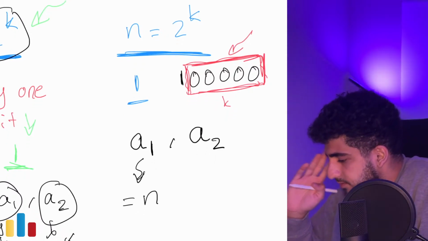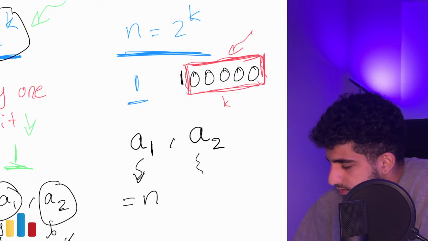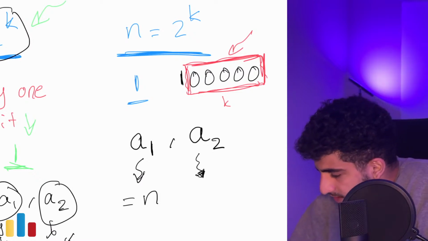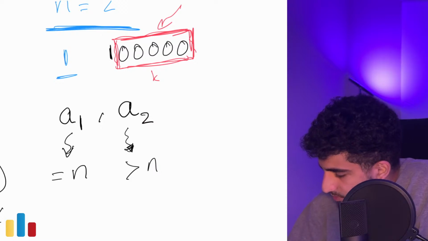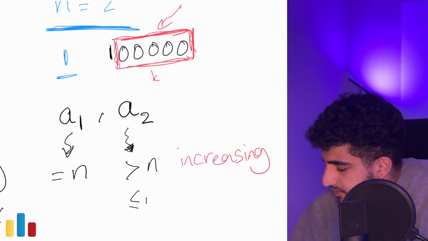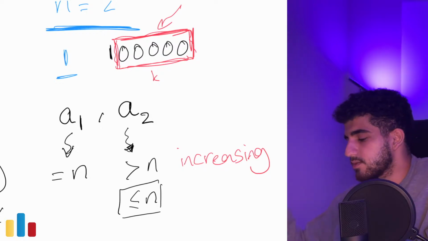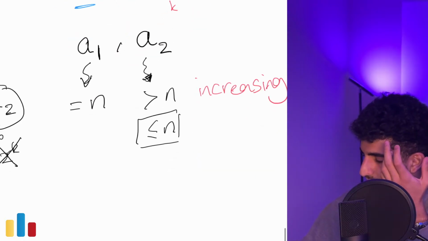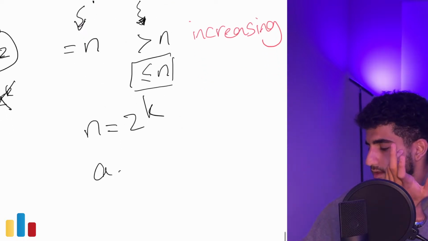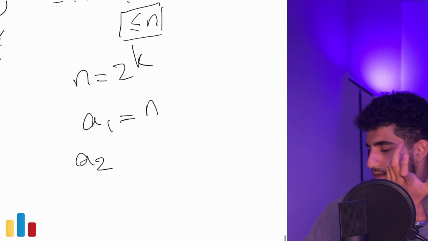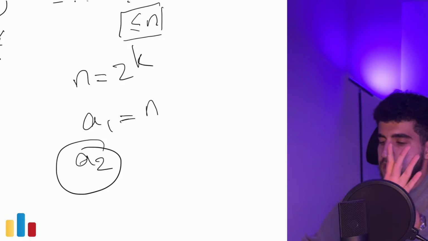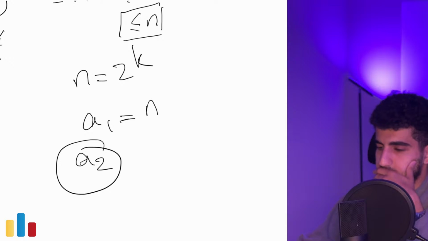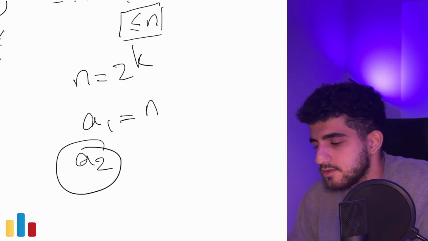So this way a1 should be n and a2 also should be n, because a2 should be greater than n, but it cannot be greater than n. On one side, because the array should be increasing, a2 should be greater than n. But on the other side, because all the values should be less than or equal to n, it cannot be greater than n. So there's no way. So if n is equal to 2 to the power of k, a2 cannot exist because your numbers cannot be greater than n. So the answer is going to be n this way.